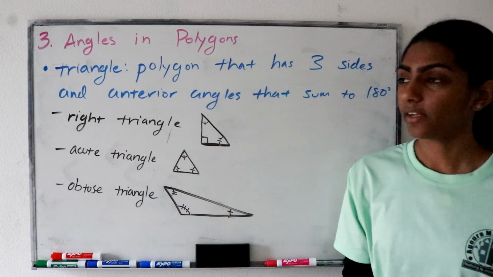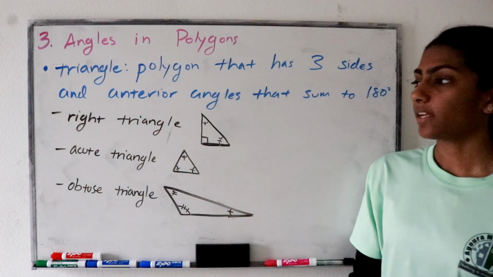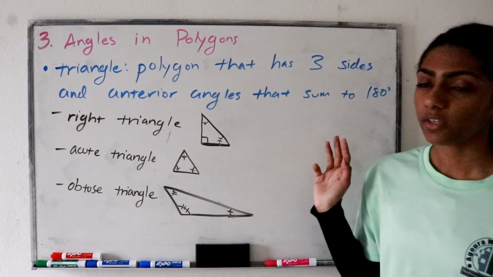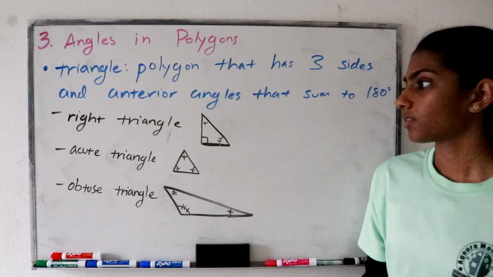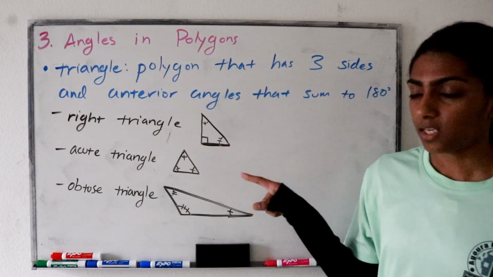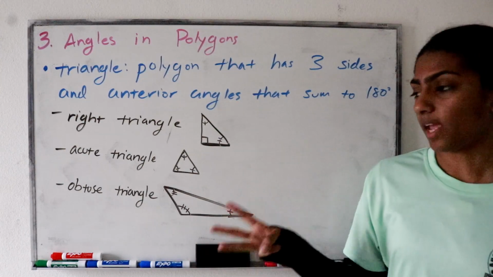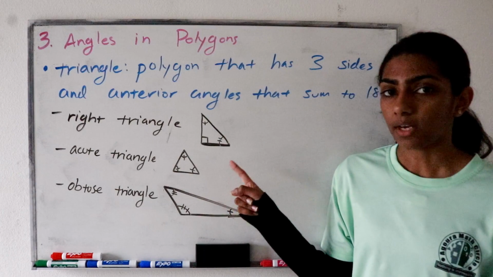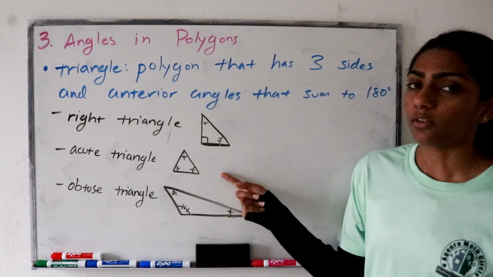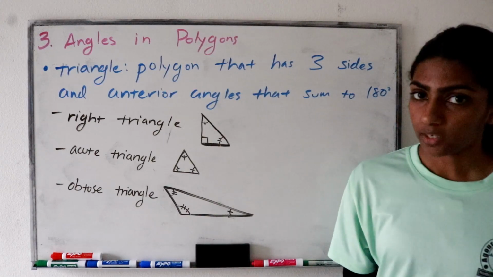So next, let's look at triangles. A triangle is a polygon that has 3 sides and has all of its interior angles sum up to 180 degrees. So let's look at 3 types of triangles based on their angles. First, we have right triangles. A right triangle has 1 right angle in it. Next, we have an acute triangle. An acute triangle has 3 acute angles. Now in this triangle right here, we have 3 equal acute angles, so that means that this triangle is also called an equilateral triangle. Not all acute triangles are going to be equilateral triangles.